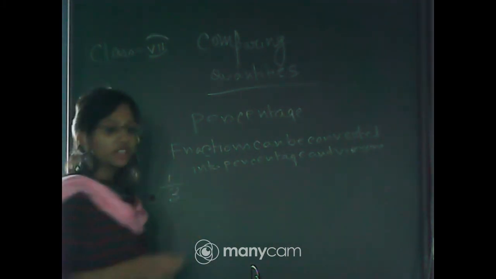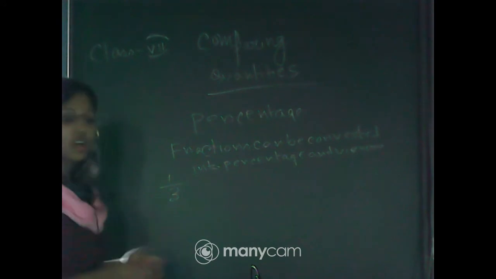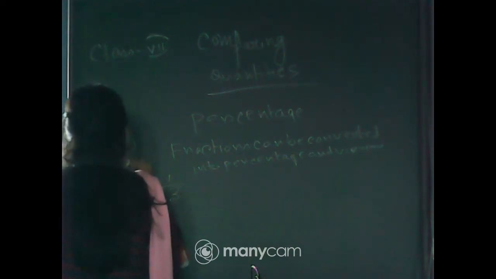We write 1 by 3 as a percentage. Here 1 by 3 is a fraction, and it is a proper fraction since the numerator is less than the denominator. We write 1 by 3 as a percentage.